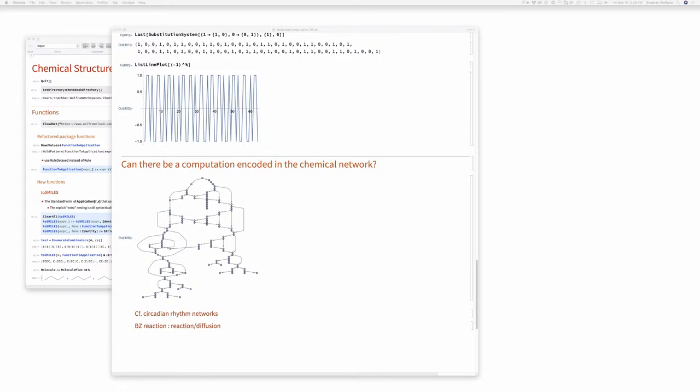Let's see, I'm still pushing on, I need to go in a second here, but I'm just wondering if the prime problem is too hard to do chemically, if there's something else that we could compute with.